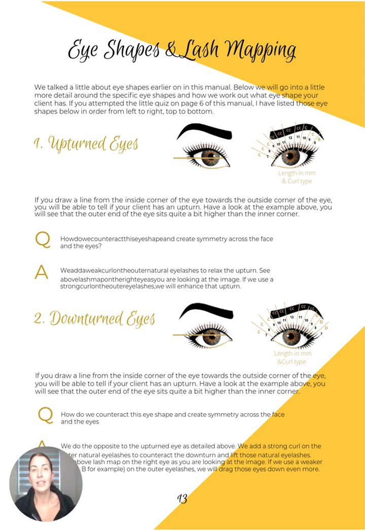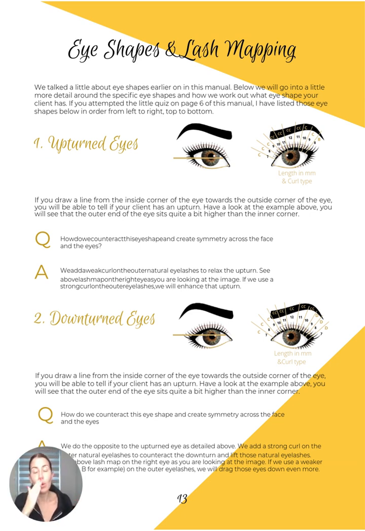And talking of downturn, let's move on to downturn. This is where the bottom of the eye sits lower than the line as we measure, and it can almost just make people look a little bit sad. So what we want to do is lift.